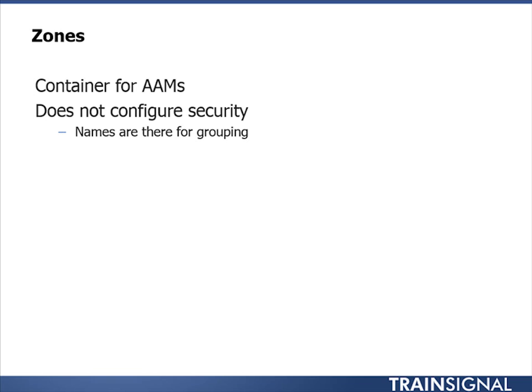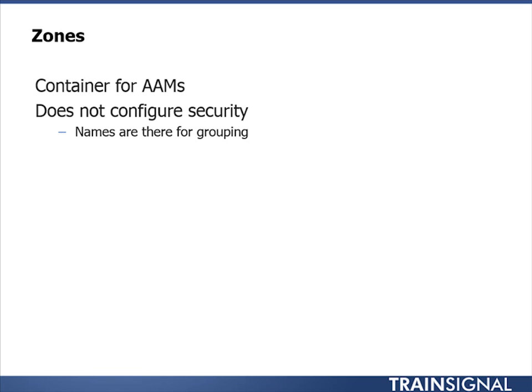Now, one of the things that tends to throw people is you're going to notice that there's names like intranet and extranet. And people will look at that and they'll automatically make the assumption of, oh, that must be setting up default permissions. It's actually not. The names are 100% arbitrary. They're just simply there for grouping purposes. So that way later on, if I go to set permissions on a zone, I'm going to choose one of the zones, and I change the permissions.